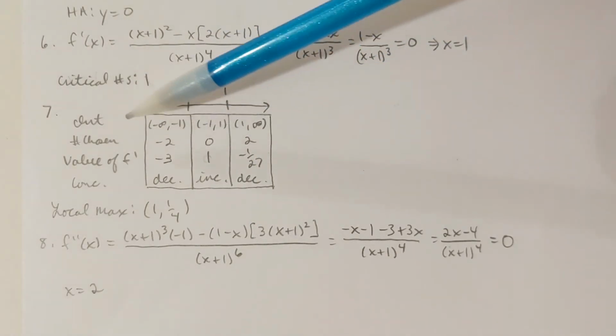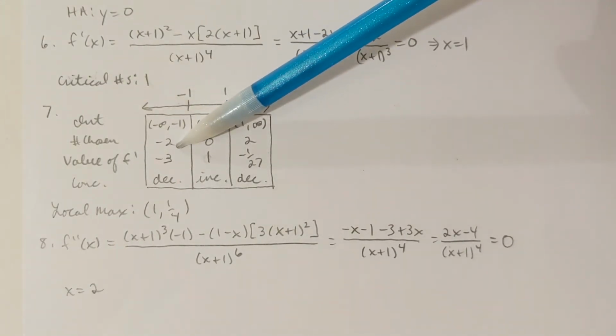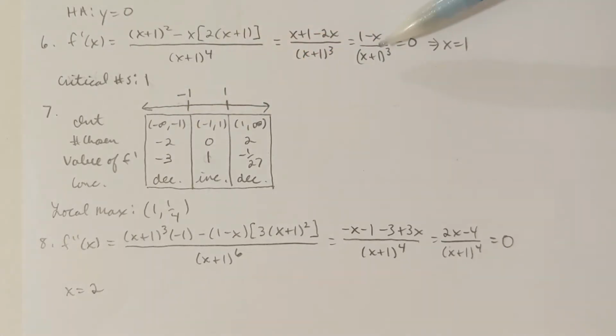And so now I'm ready to choose my test values. I'm going to choose -2 in the first group. If I plug that into f prime, I'm going to get 3 divided by -1 cubed is -3 as the output. That's a negative, so that means that we're decreasing on that part of the graph.